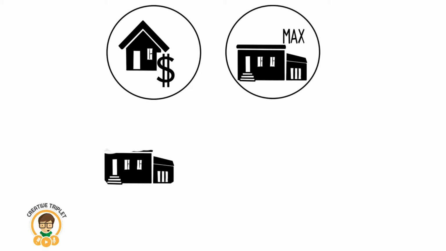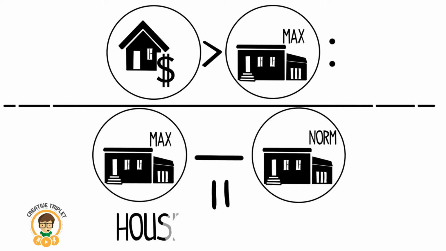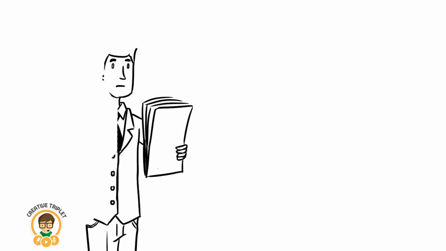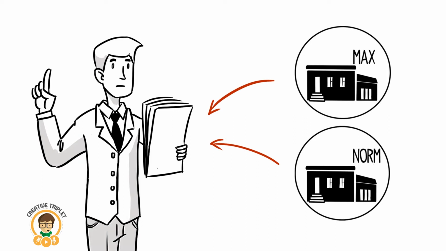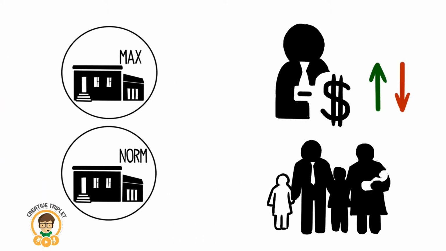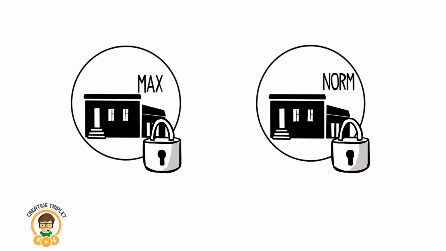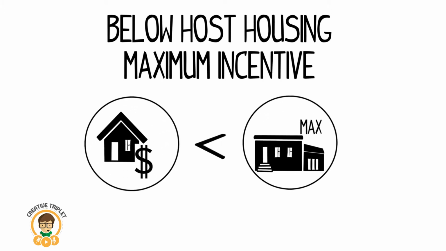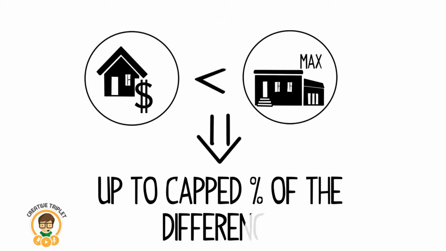Note, if you rent above your housing maximum, your housing allowance will be based on the housing maximum rather than your actual rent. Remember, your housing maximum and housing norm are calculated at the start of your assignment, based on your current salary and family size. Housing maximum and housing norms are locked for the duration of your assignment, granted you don't rent above your max or move voluntarily. P&G also offers a below host housing maximum incentive if you initially rent below your housing maximum. This is a percentage of the difference saved up to a cap.